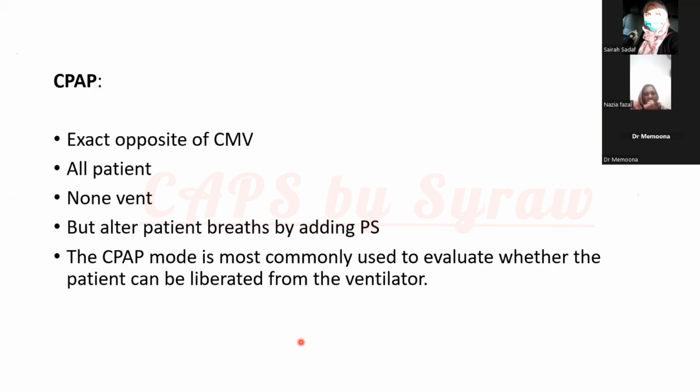In continuous positive airway pressure, we can say that it is the exact opposite of continuous mandatory ventilation. In CMV mode, all the breaths were given by the vent and the patient did not have their own breath. However, in CPAP, all the breaths are initiated by the patient. The vent does not deliver a single breath. However, the vent will only assist the patient's breath by adding the pressure support, the setting which we'll put in. The CPAP mode is most commonly used to evaluate whether the patient can be liberated from the ventilator or not.